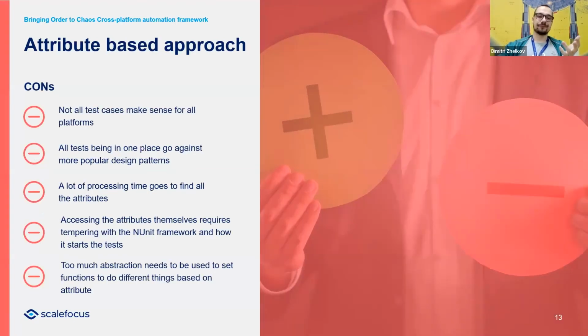However, the cons are more about not how the tests themselves are created and stored. It's what's underneath all that. So first, all test cases don't make sense for all platforms. For example, changing the language. It makes sense for web. It makes sense for Android, for iOS, but that doesn't make any sense for an API test.